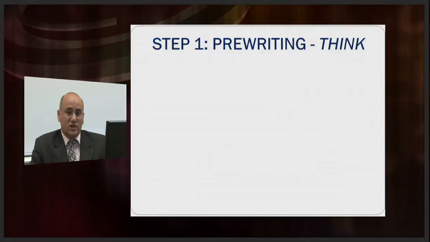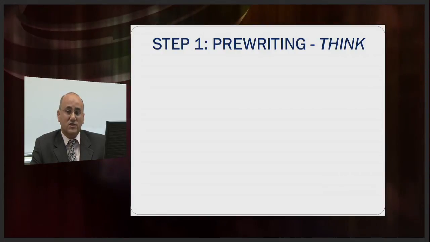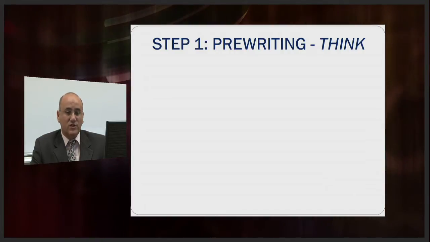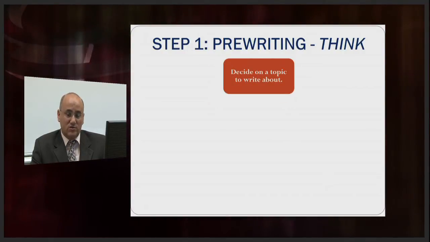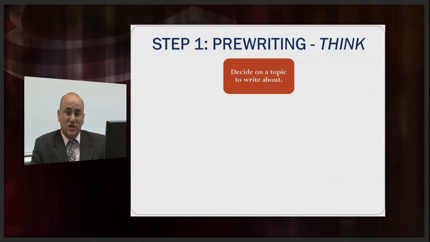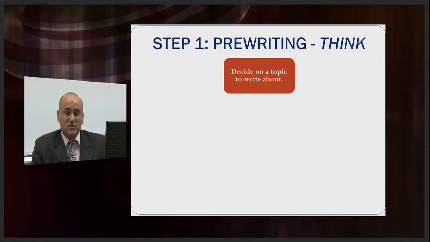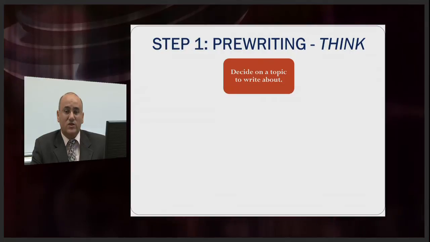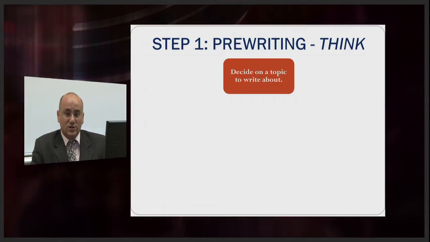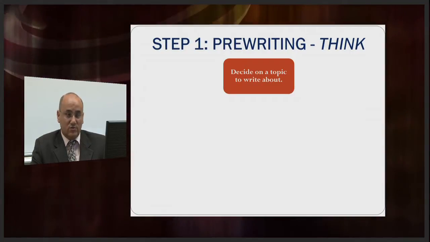Let's start with step 1 or stage 1 as they call, which is pre-writing, or as we called it, think. Here you have to think. Number 1 is to decide on a topic to write about. You don't sit and choose a topic haphazardly and then you start writing. This is wrong. Decide on a topic which you are familiar with, or at least you can research. You can make some research about it.